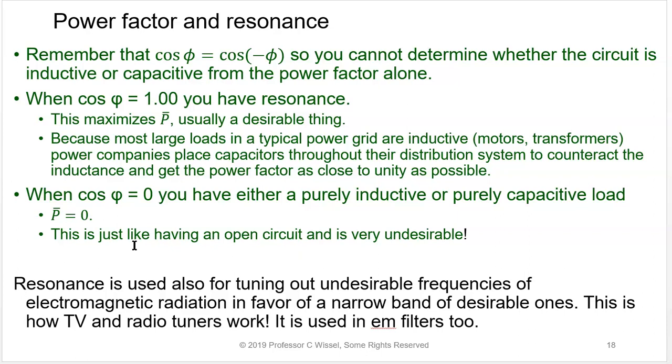The power company wants to sell you energy. Energy is power times time. If they have cosine phi equal to 0, they're not selling you energy.